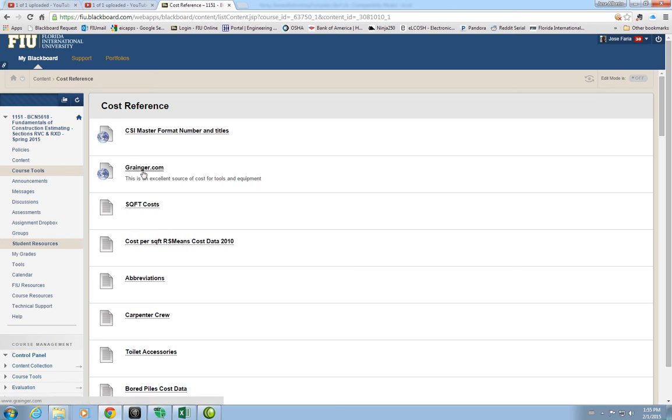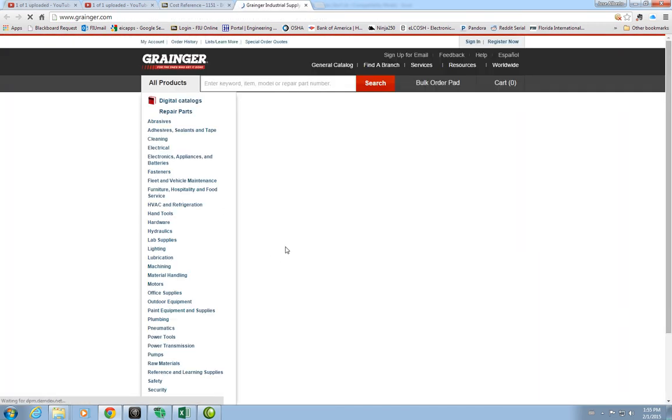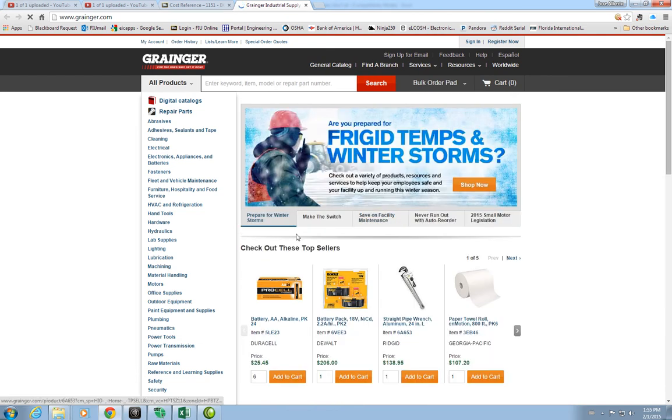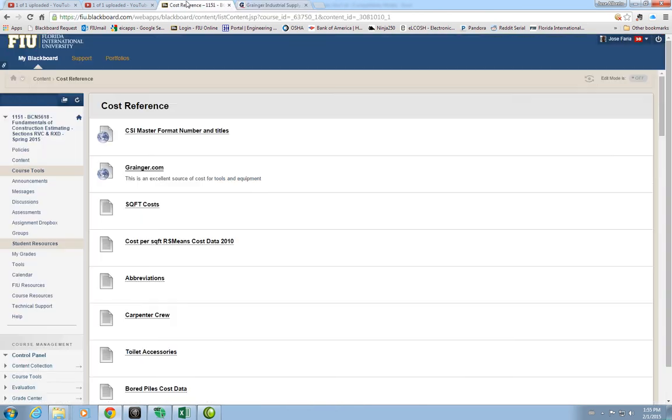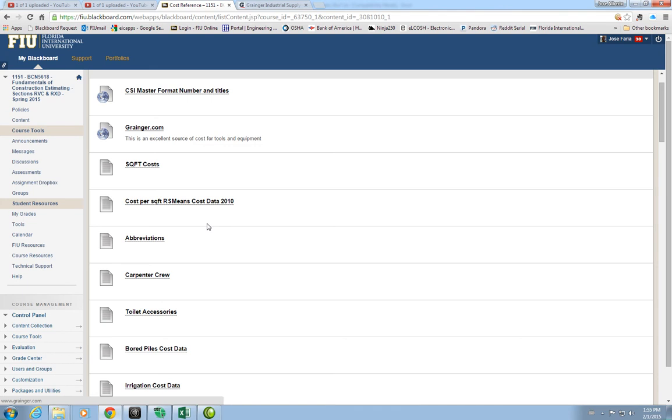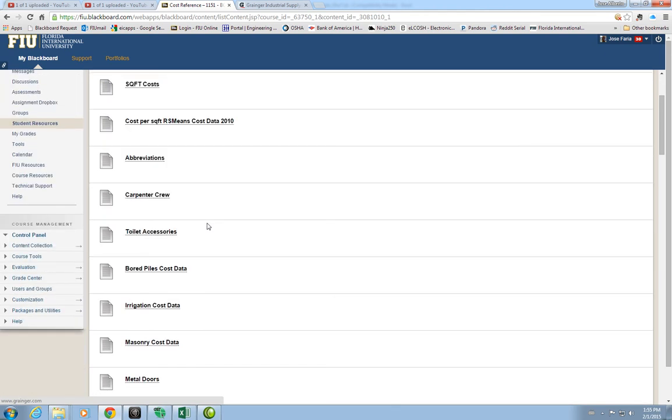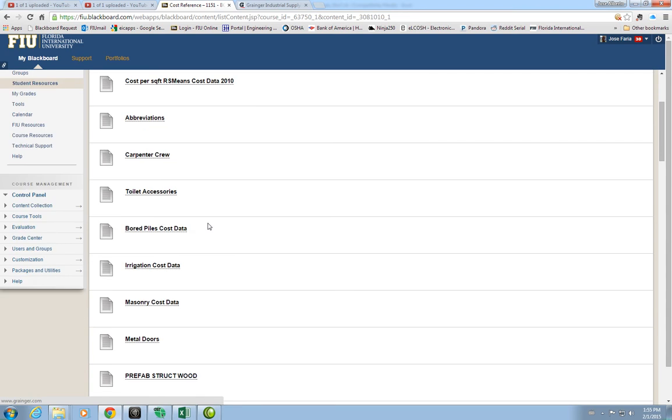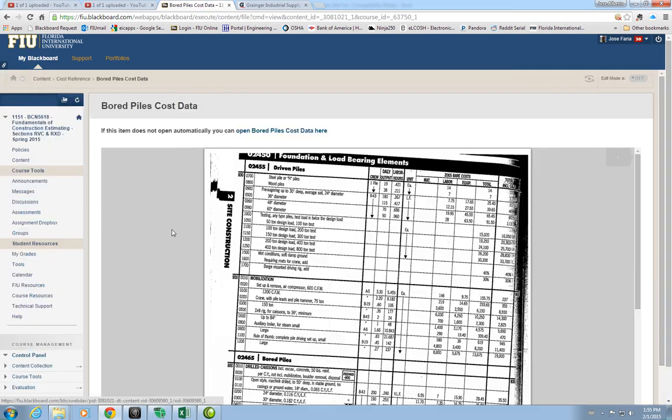This one, Granger, it gives you a lot of information in materials and equipment that are sold by this company. But don't only use these references. You are free to use references you can find on the internet in sites such as Home Depot, Lowe's, materials and equipment vendors. Anything that you can find will be fine. We're going to use this bore piles cost data for the piles that we have estimated in our project.